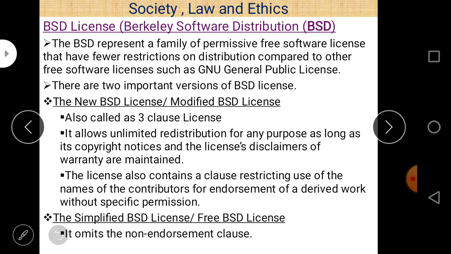And the second important point is that there are two important versions of the BSD license. First is the modified BSD license, and second is the FreeBSD license.